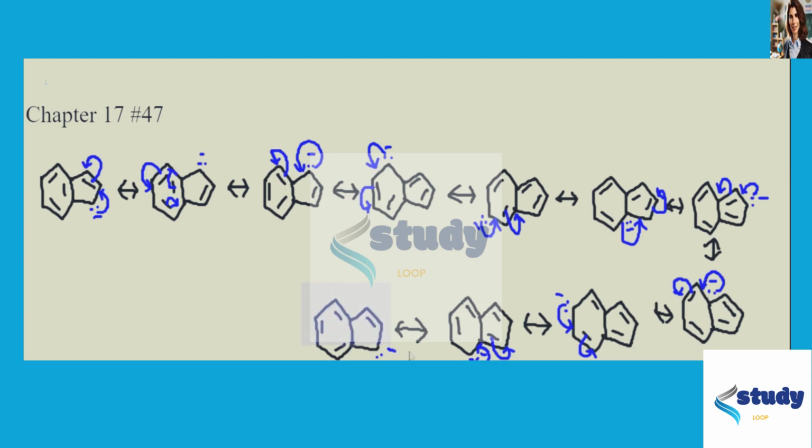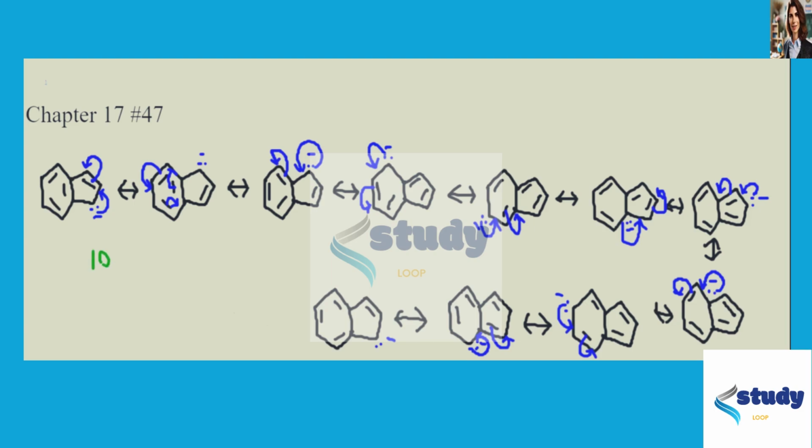And the other thing that this problem asks us is to explain why the pKa of indene is lower than most hydrocarbons. One thing that you should notice about all of these resonance structures is that they have 10 pi electrons. Because they have 10 pi electrons and they are fully conjugated planar ring systems, these are aromatic. So the conjugate base of indene is aromatic.